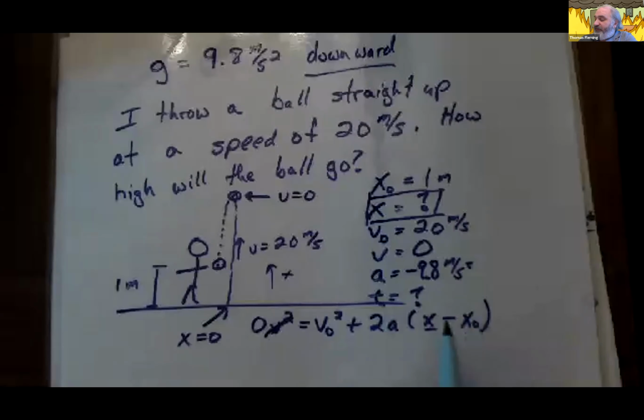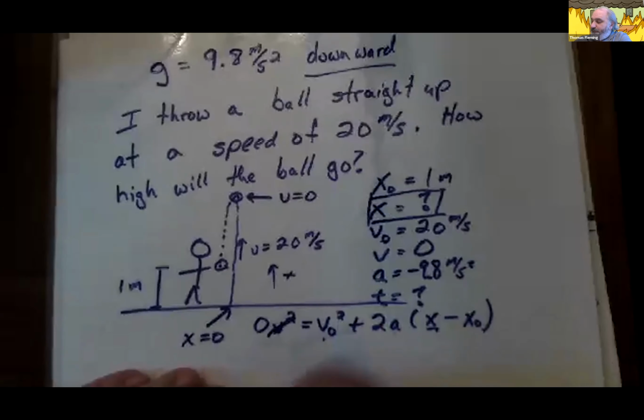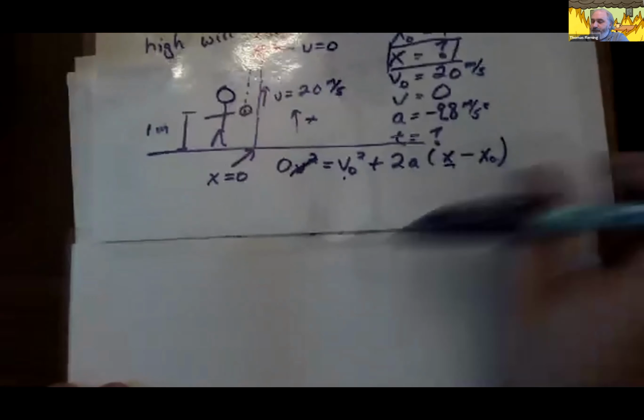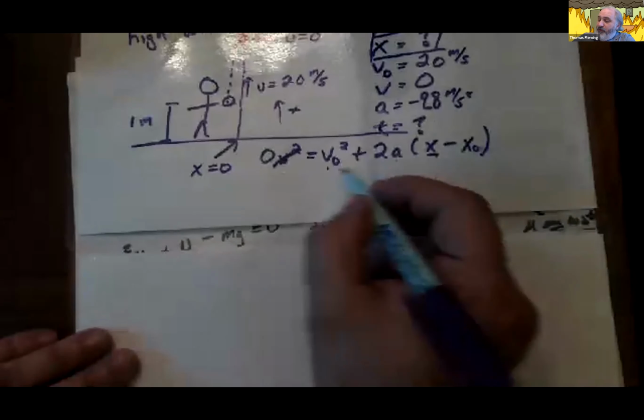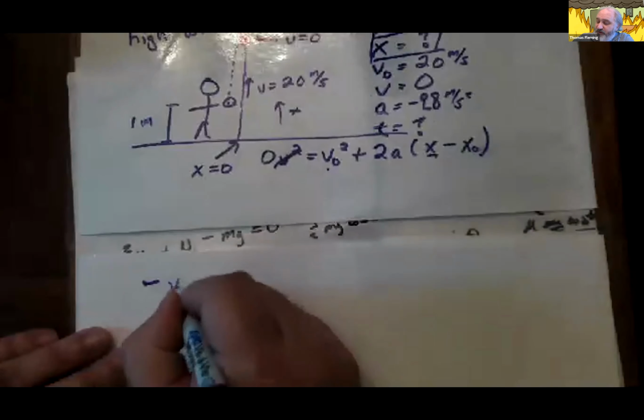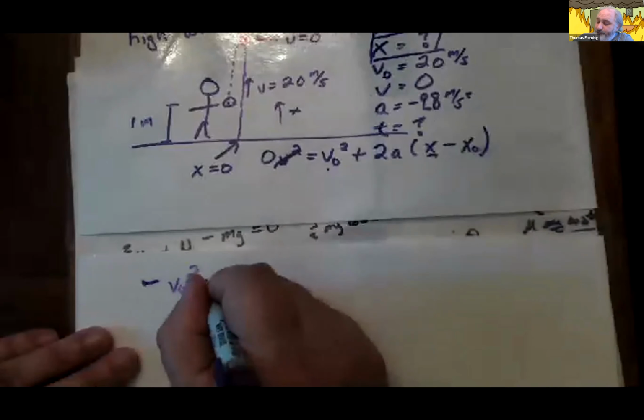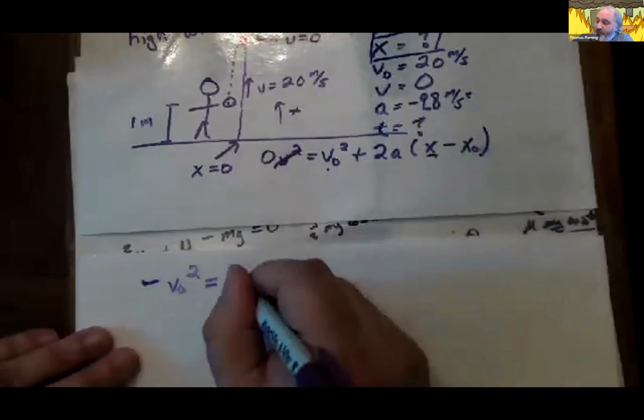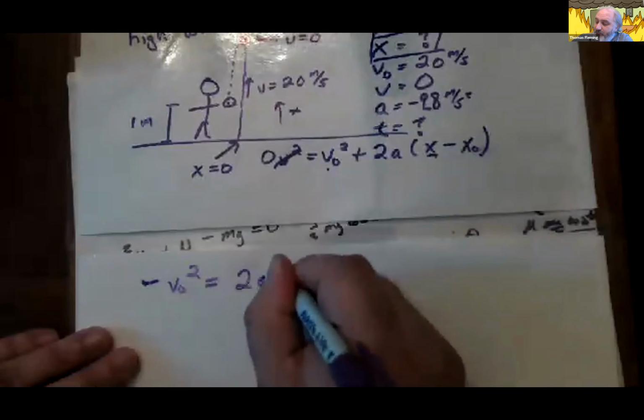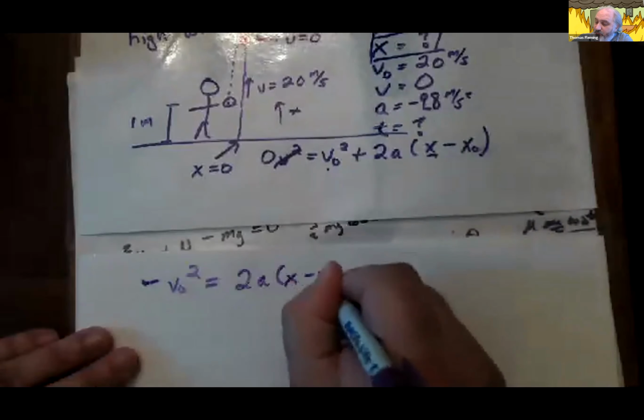So first, let's get this on the opposite side of the equation from that. Let's just subtract this from both sides. I'm going to move this over. So I have negative v initial squared equals, and then on the other side, 2a times x minus x initial. So far, so good?